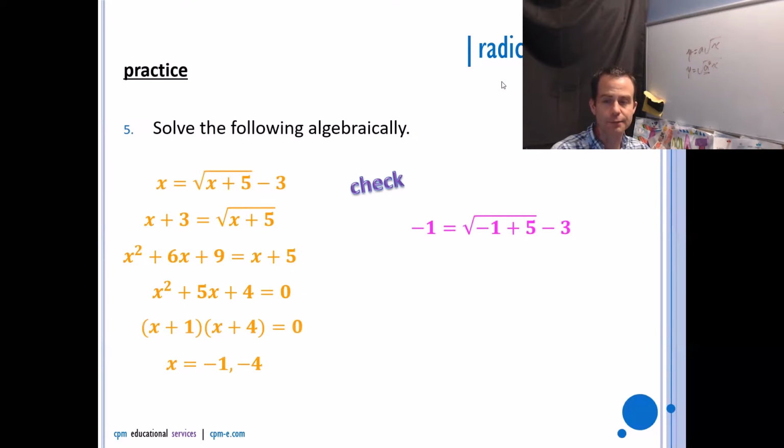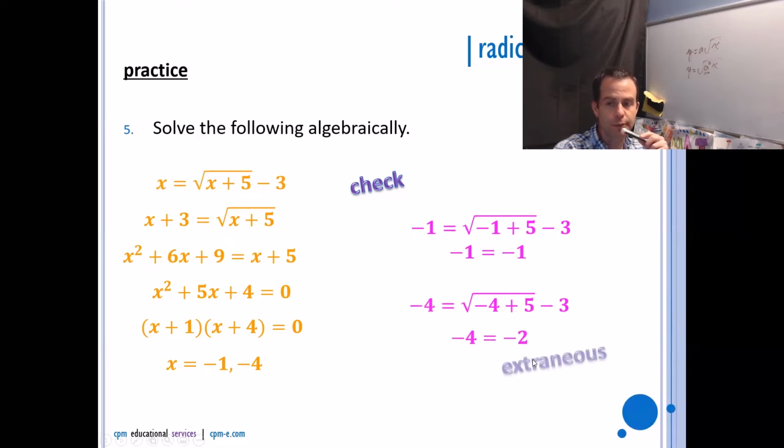I'm using the -1 first. So everywhere where I saw x, I'm plugging in -1. That gives me -1 equals -1. So that's cool. Just for clarification, -1 plus 5 is 4. Root of 4 is 2. 2 minus 3 is -1. Okay. Check the other guy. This would give me the root of 1. 1 minus 3 is -2. So that one doesn't work. That guy's extraneous. And my only solution there would be x equals -1.